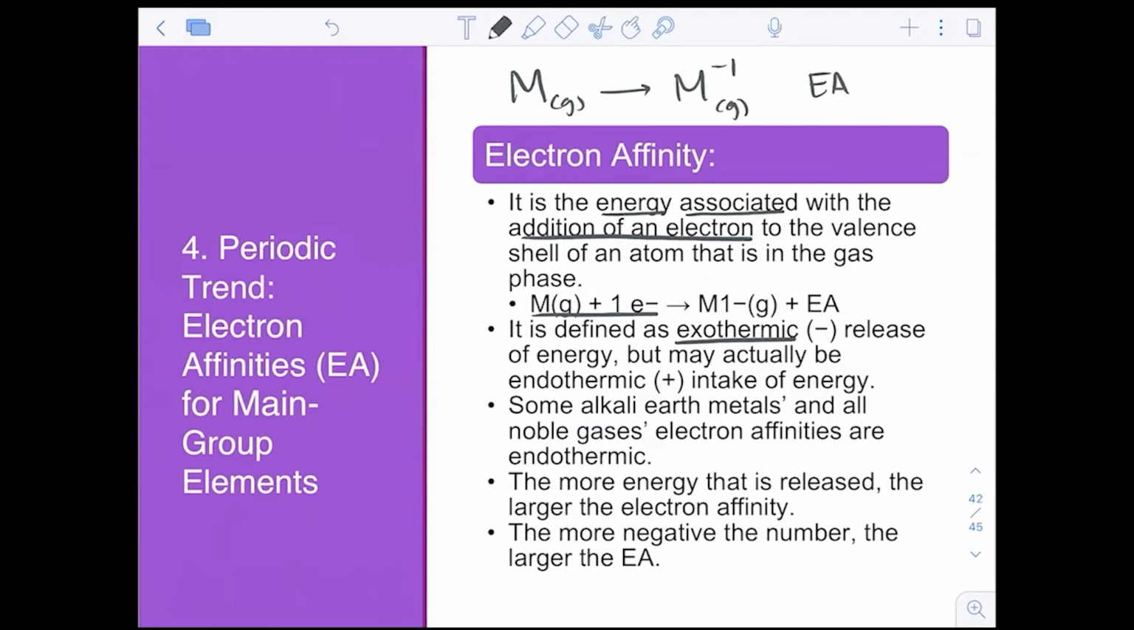This is why this topic is not as easily accessible for us in this class. We won't use electron affinity that much, and we'll see some numbers and show how they're really not helpful at all. The more energy that is released, we call that a larger electron affinity. That's another reason why it's not as fun. The more negative the number associated with that energy, it's negative because it's being released, we call that a larger electron affinity, meaning that atom loves electrons a lot.